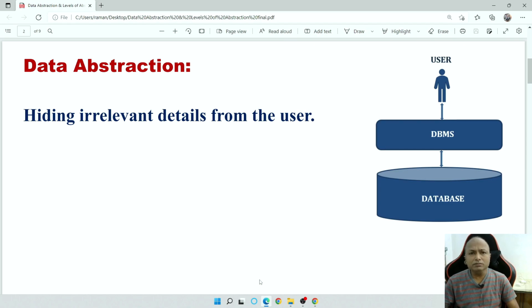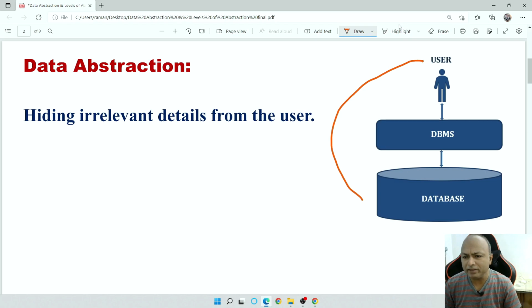We all know that data abstraction provides hiding unnecessary information from the user. That means here the user is not allowed to access the data directly. He has to access the data with the help of database management system. So we are not going to allow the user to interact directly with the database.